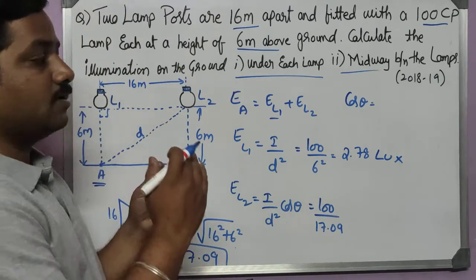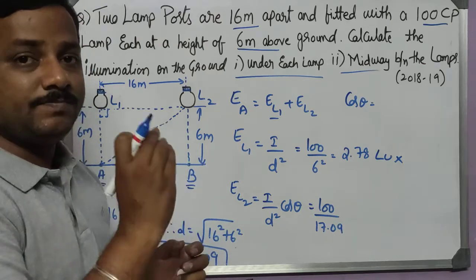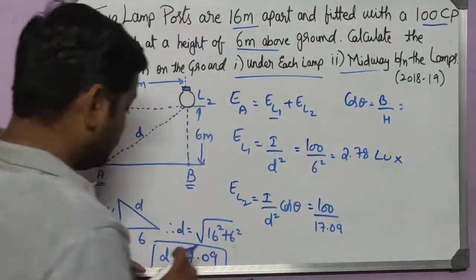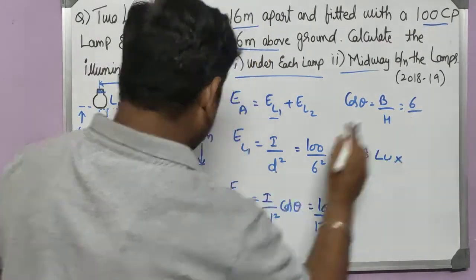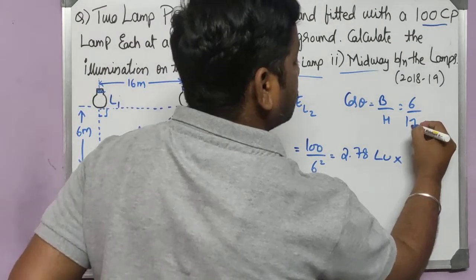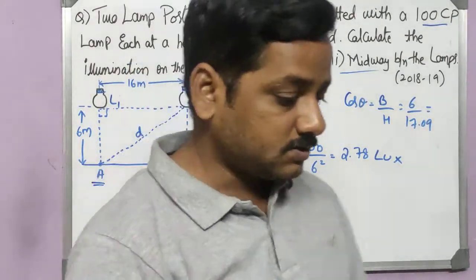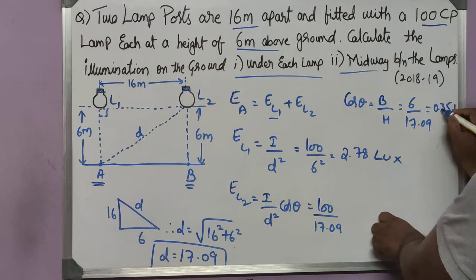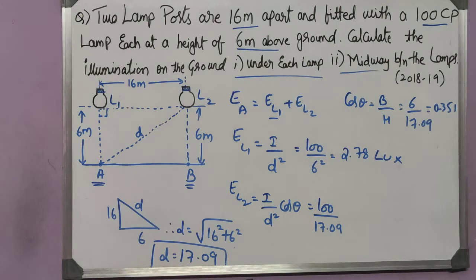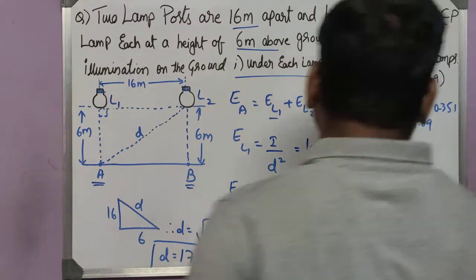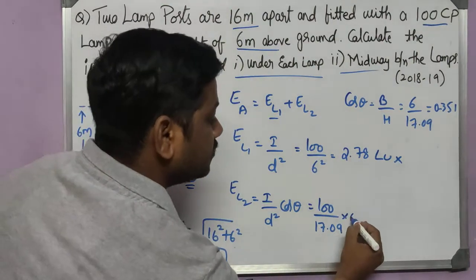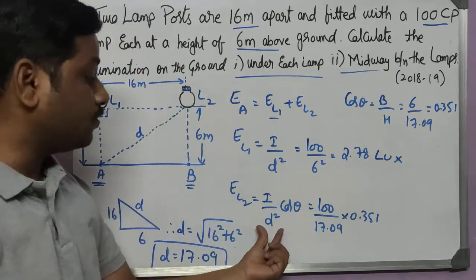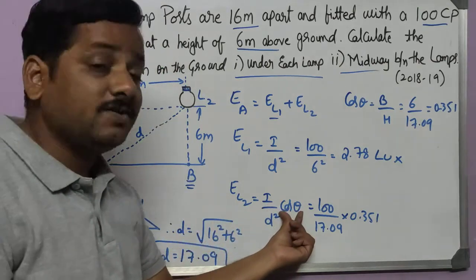Curly brown hairs means C stands for cos, B base by hairs means hypotenuse H. So B by H. So base, adjacent, is 6. Hypotenuse is what we got here, 17.09. Once we simplify this, we get a value for cos theta, and that answer is 0.351. Now just substitute this and try to get the answer. So let me include it here, 0.351. These concepts are very important here, how to find the value of D and how to find the value of cos theta.